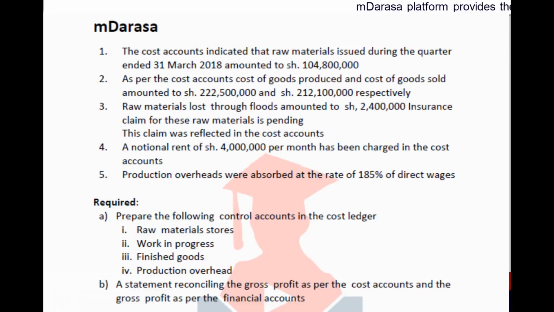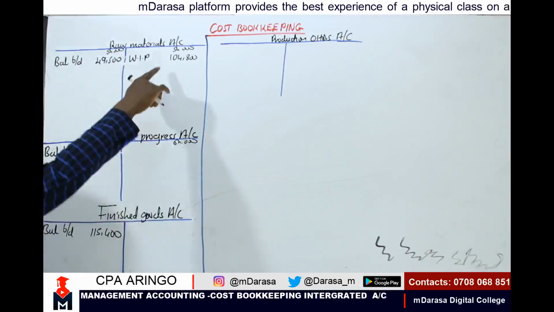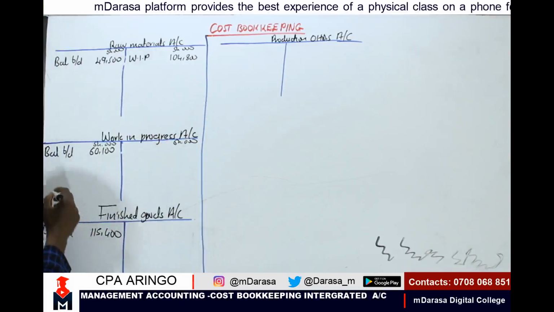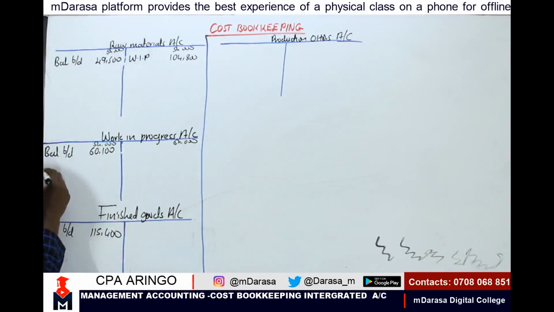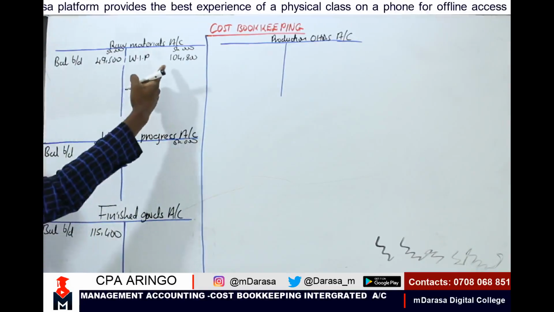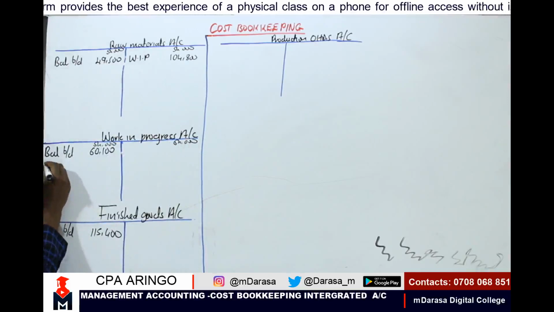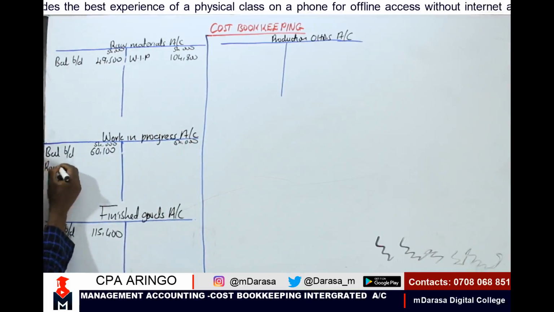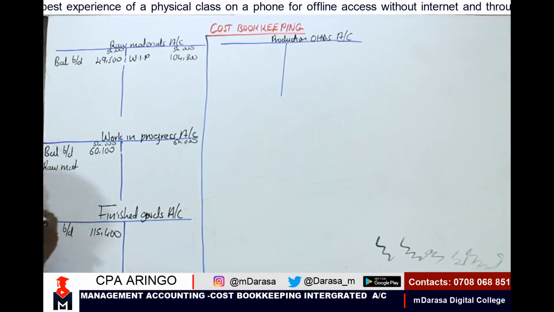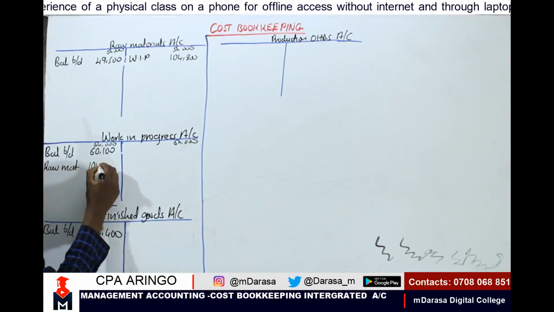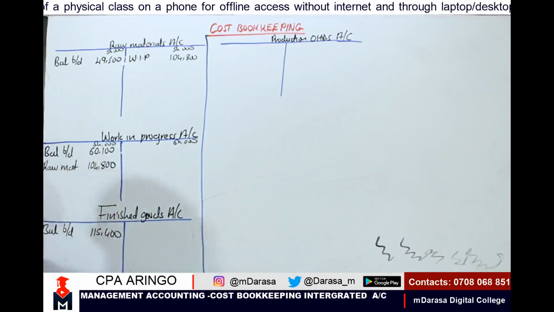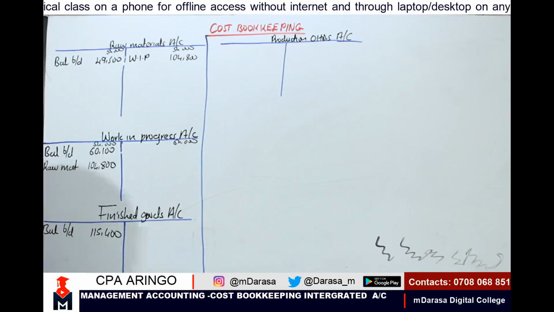So having that case, 104,800. I'm going to credit our raw materials, and confidently I can come and debit our work in progress. The materials issued have come from raw materials. So the details here: raw materials account, 104,800. So I'm done with that part.